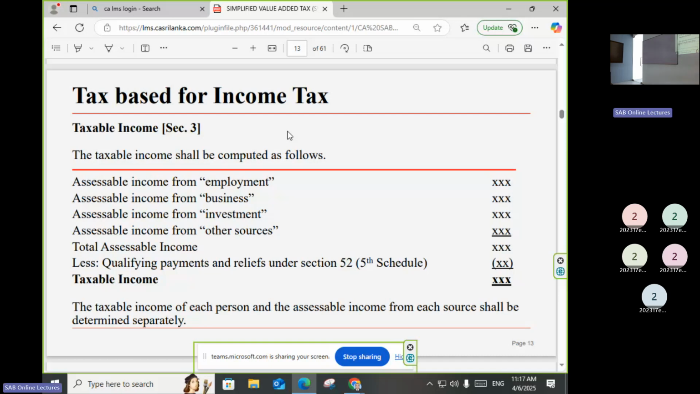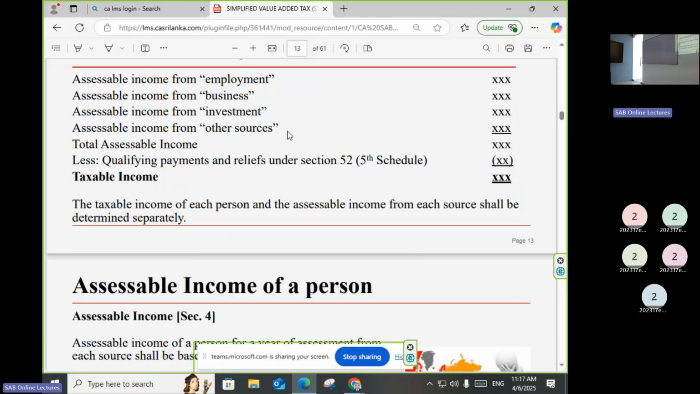That's what it says: taxable income of each person and assessable income from each source need to be worked out separately. Clear? Still we don't know these things. All these say taxable income, assessable income, but remember, first we work out the assessable income, then we go to the taxable income. When we work out the assessable income, there are four types of source we recognize.